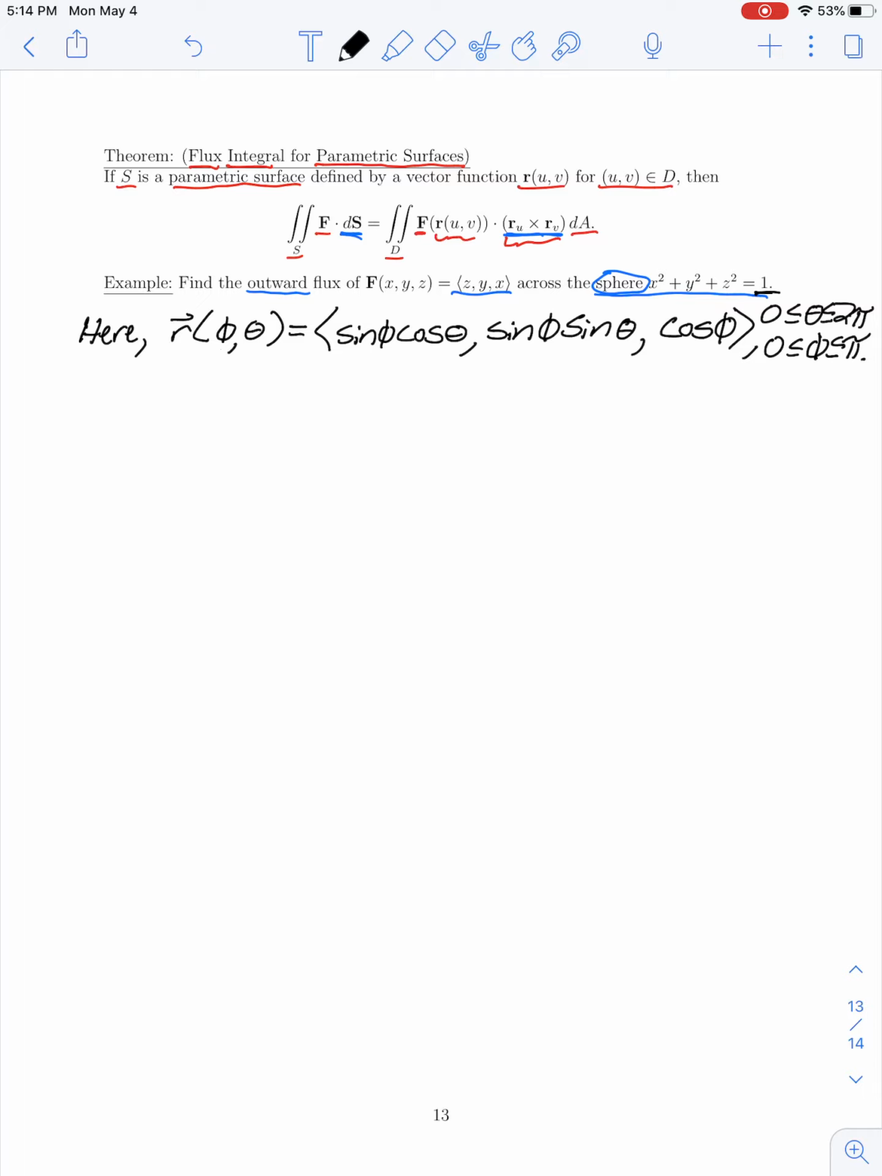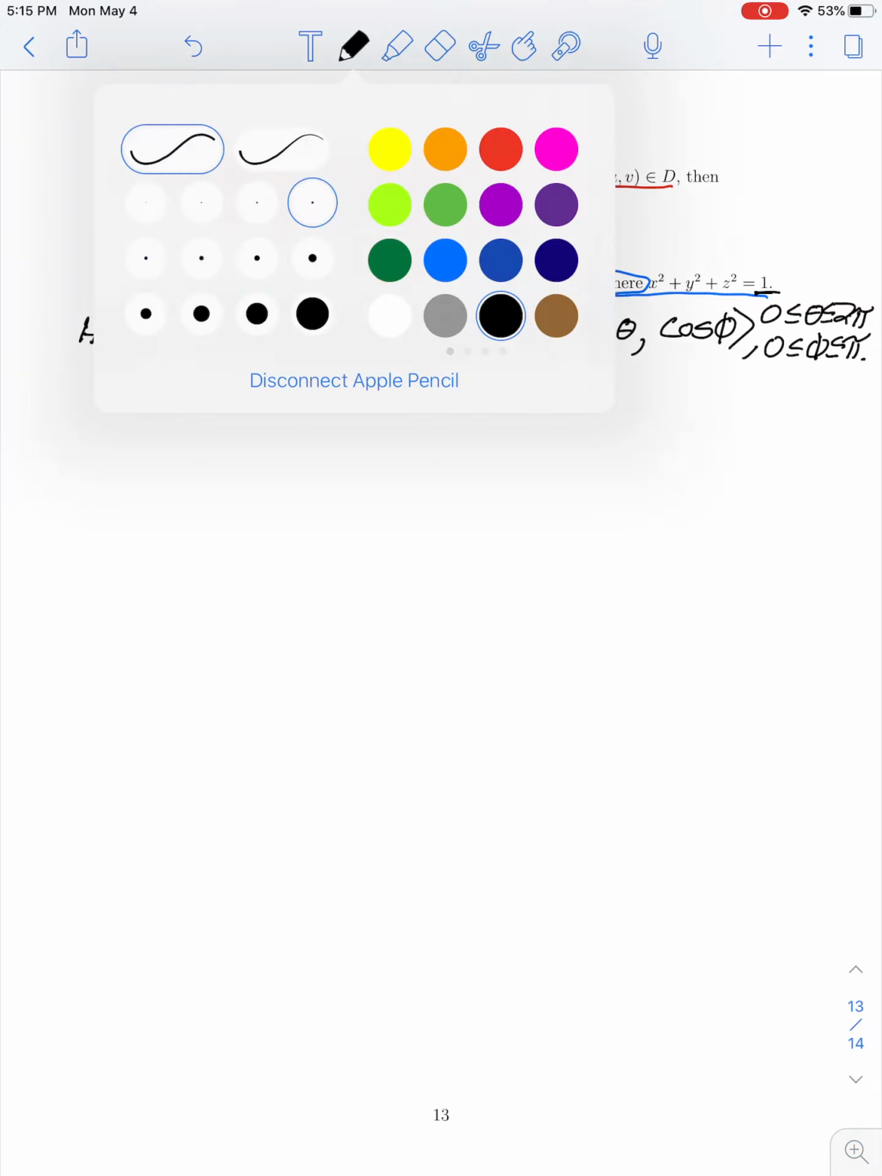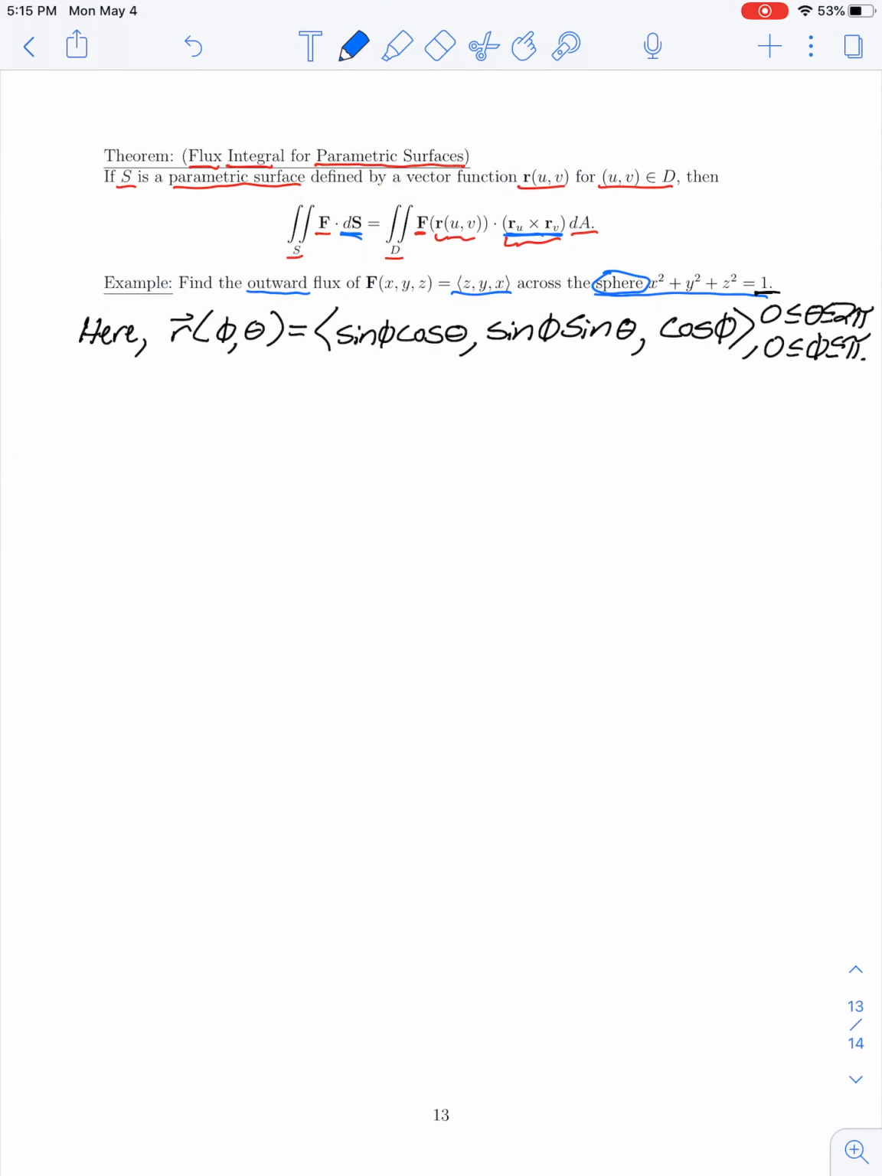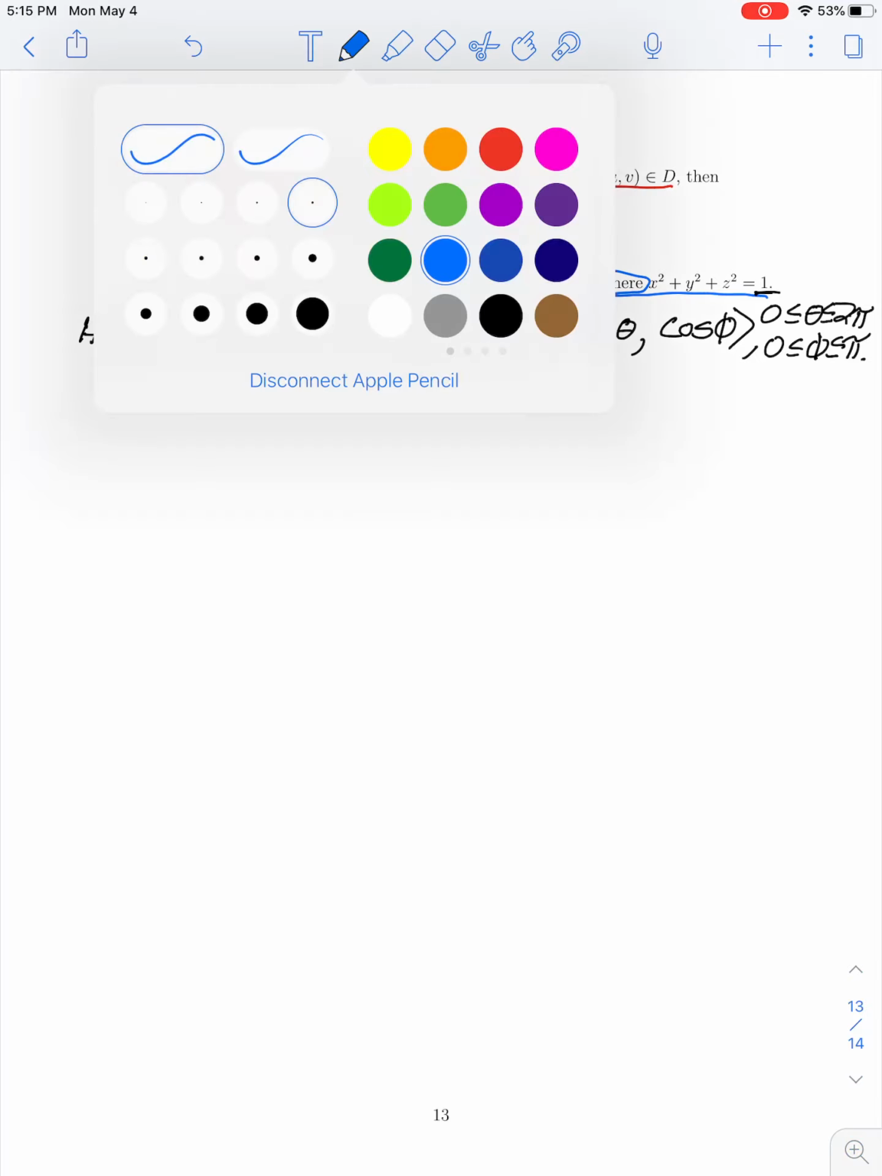Now, once we have this parametric representation of our surface, we need to evaluate the vector field F in terms of u and v. So let's look at what we have here.